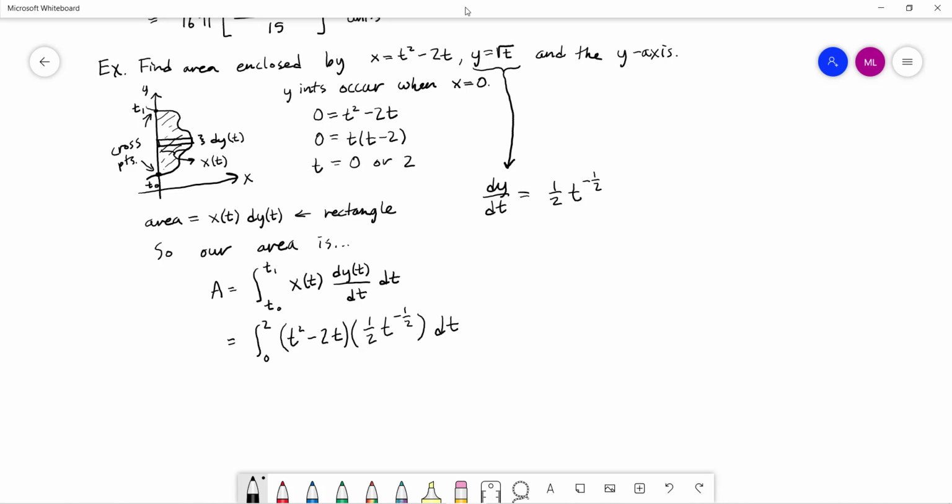One thing I want to keep in mind is that if we're trying to find the area, it assumes that this x of t needs to be positive as we go from t equals 0 to 2. If I plug in a value somewhere in that interval, for example t equals 1, what do we get? When I plug in t equals 1, I'll get 1 squared minus 2 times 1.